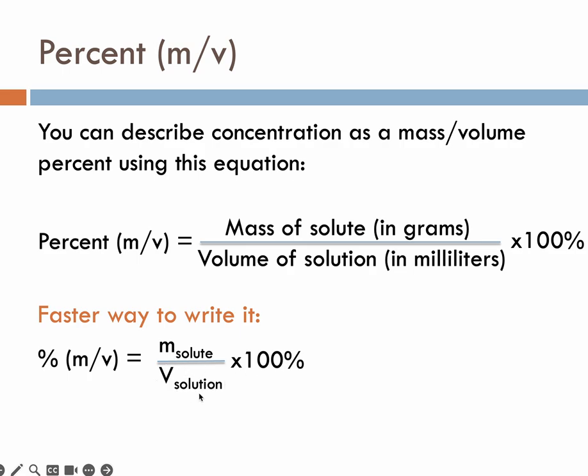The units, notice again that these units don't cancel. So those grams and milliliters have to stick around. So the way we write the units is we say it's percent grams per milliliter. So this is a longer unit, but that's your unit of percent mass over volume, percent grams per milliliter.